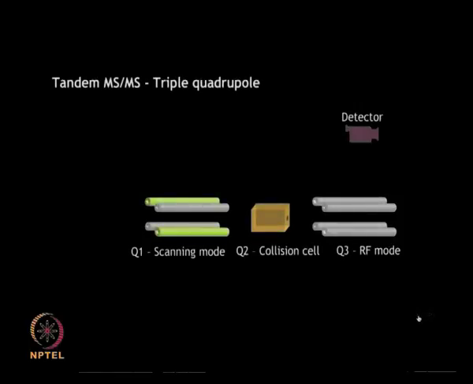The triple quadrupole consists of two sets of parallel metallic rods interspersed by a collision cell. The first quadrupole scans the ions coming from the ionization source and allows only ions of a particular m/z ratio to pass through.